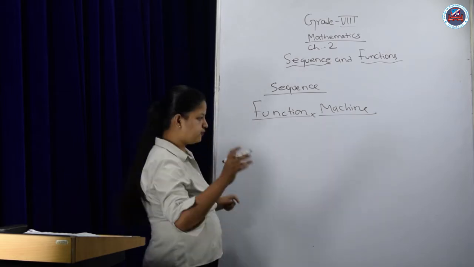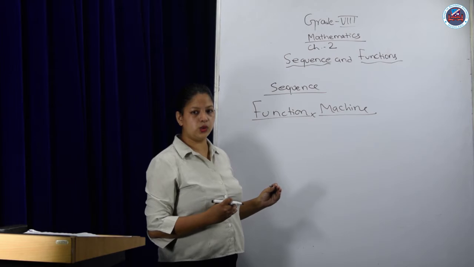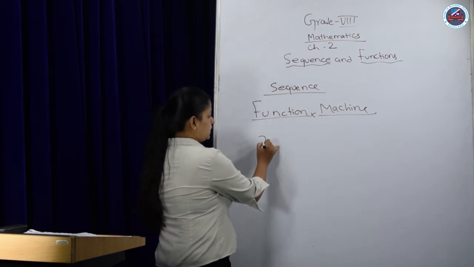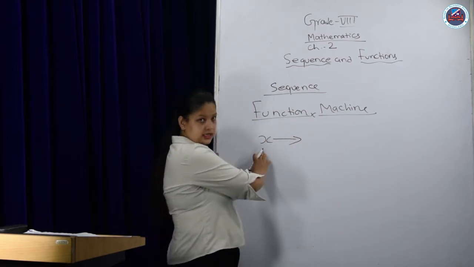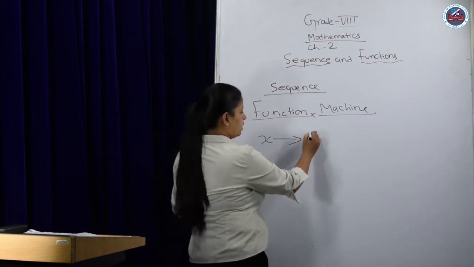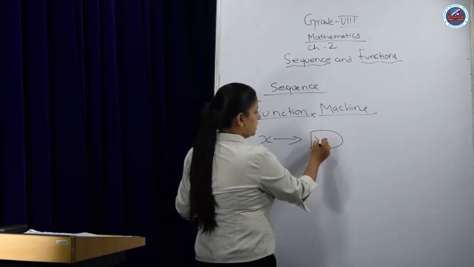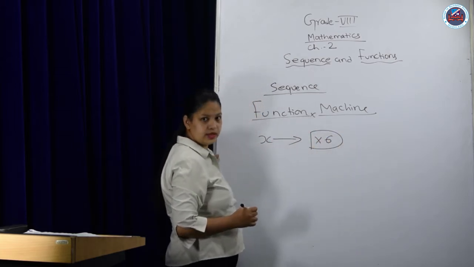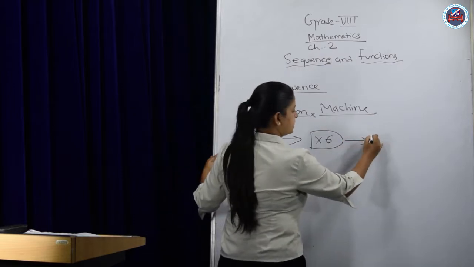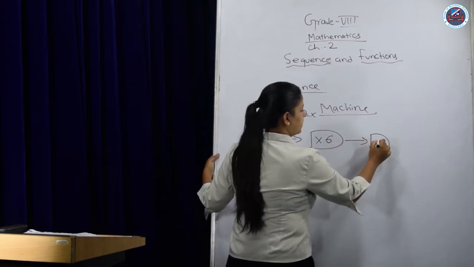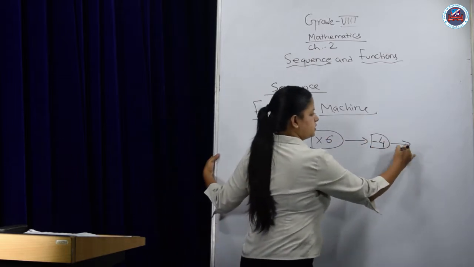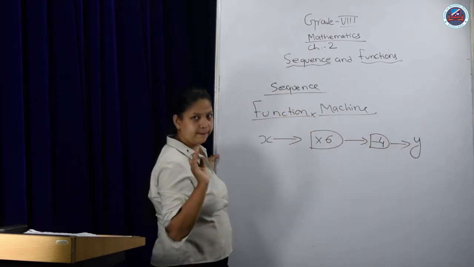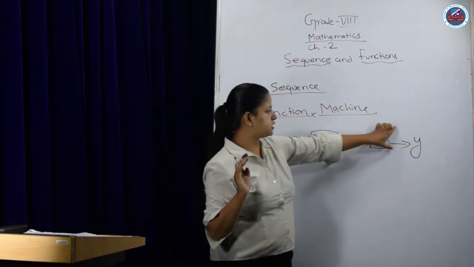We denote it like this. For example, in the mathematical way, we show x. X is the input, where the first operation is multiplying by 6. Then it goes further, and the second operation is minus 4, for example. Then what would be the output, the result? That would be y. This is the function machine for this particular case.